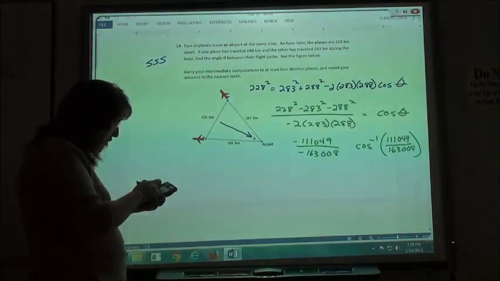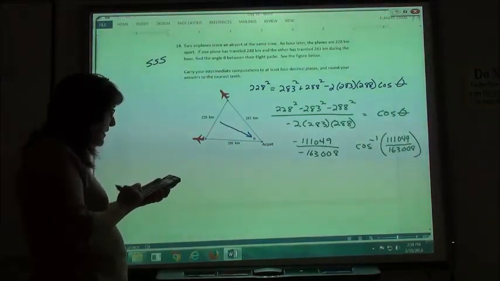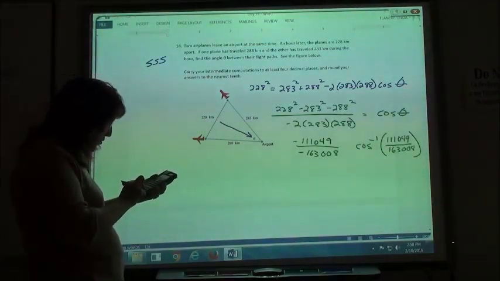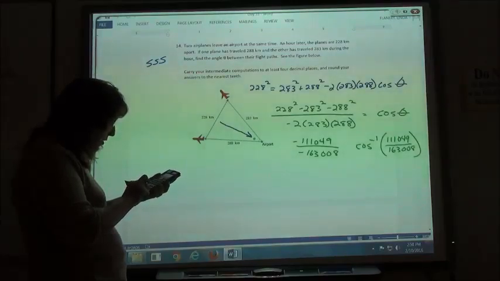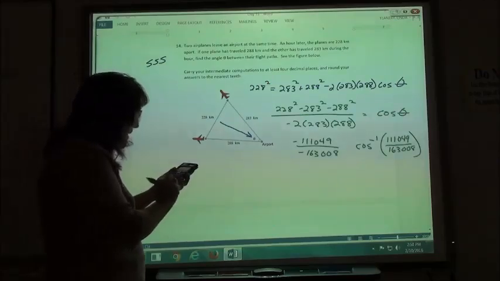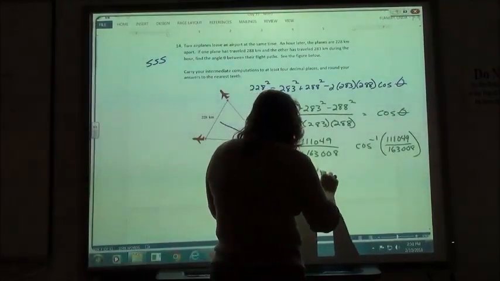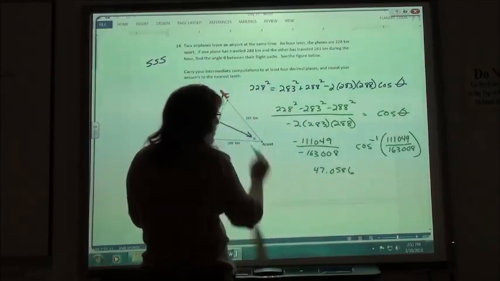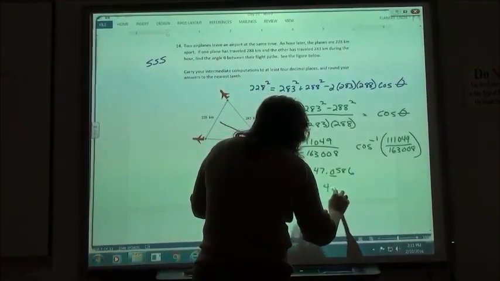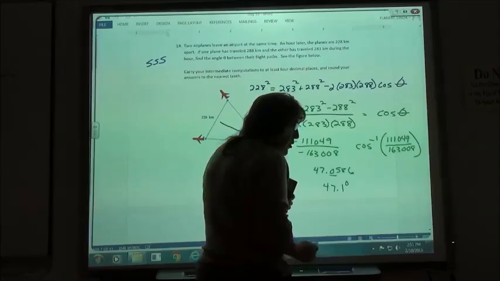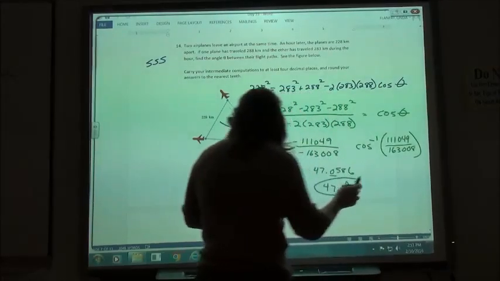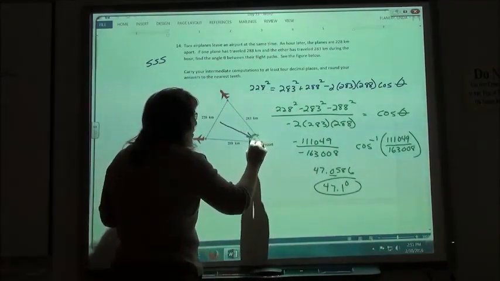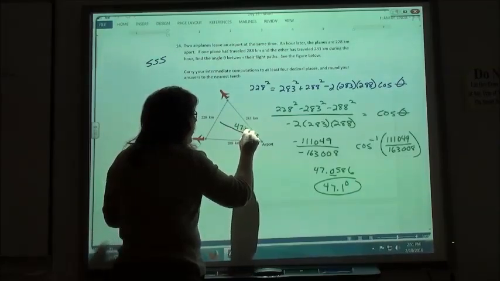So, shift cosine, parentheses, 111,049 divided by 163,008. Close my parentheses, hit equals. I get 47.0586, rounding to the nearest tenth would be 47.1 degrees. So that is the measure of this angle right here, 47.1 degrees.